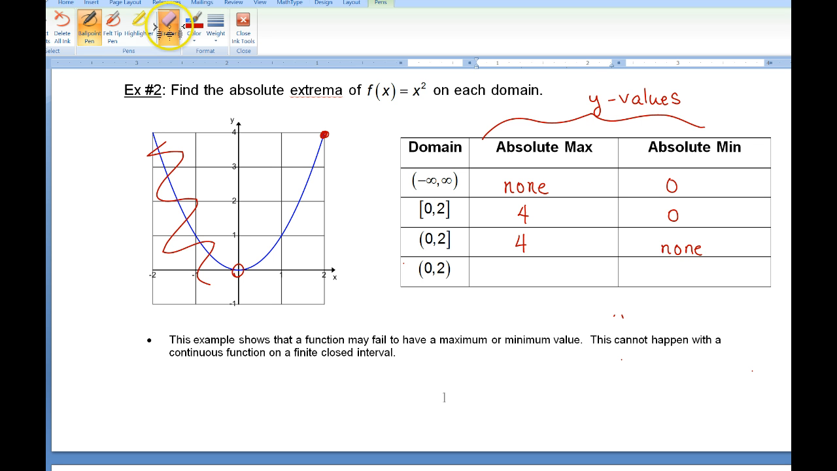Now, the last one, what if we were to put open circles at both? So now we have none and none.